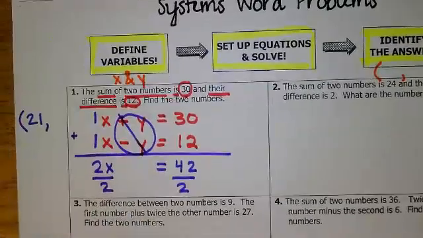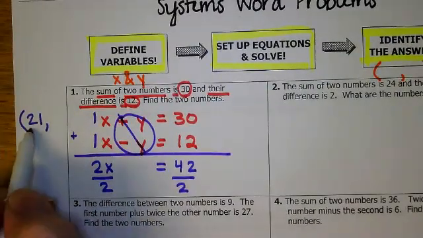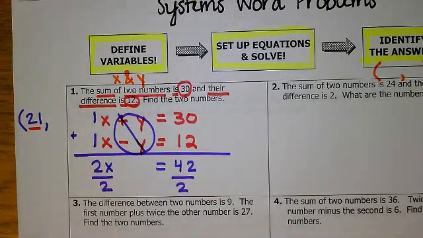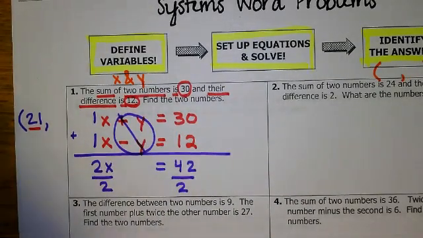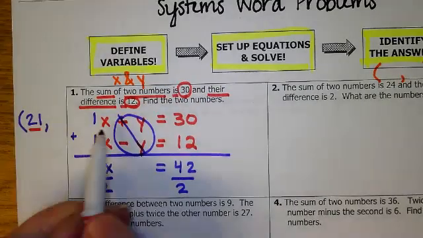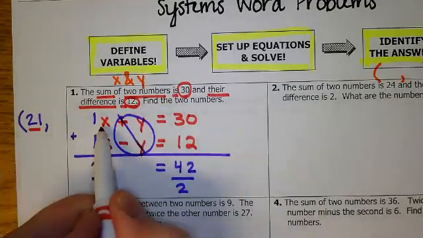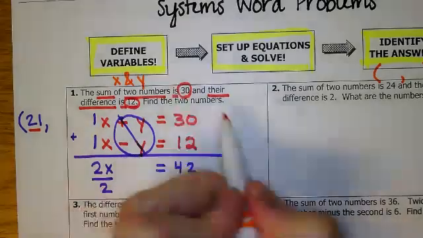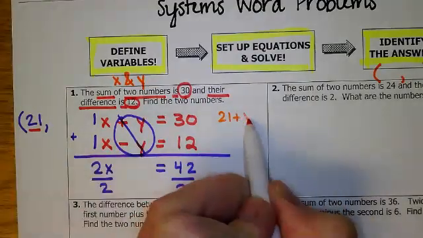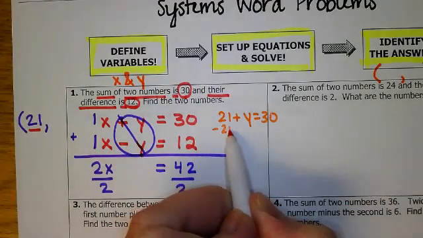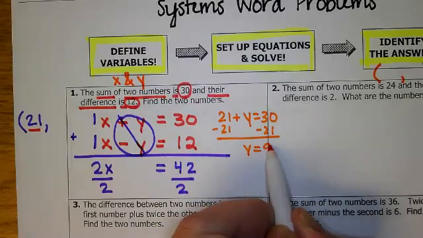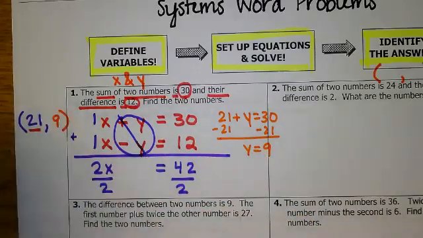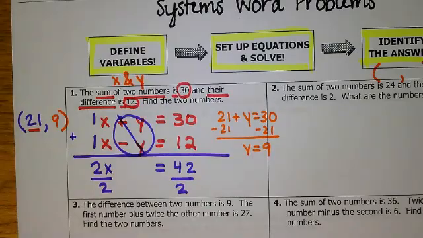And then I'm going to go ahead and plug in my x, which is 21. Okay, so we're going to use our x value, which is 21, and we're going to replace it. And you can pick either one. I'm just going to go ahead and replace it for the first one. So we have 21 plus y equals 30. I'm going to subtract 21. Y equals 9. So our value for y is 9. So our solution is 21, 9.